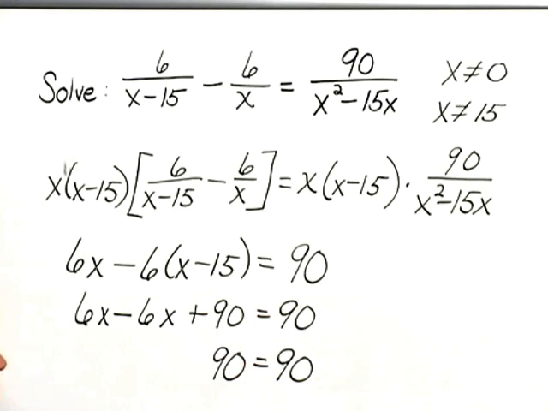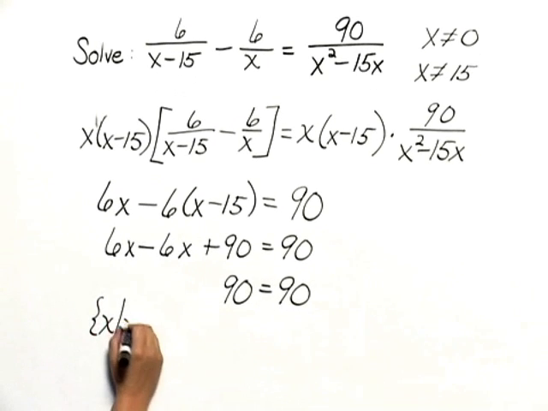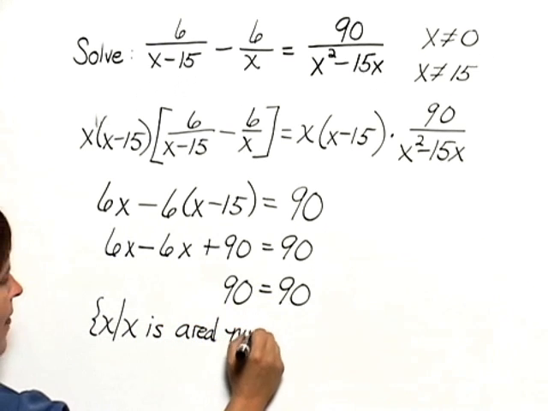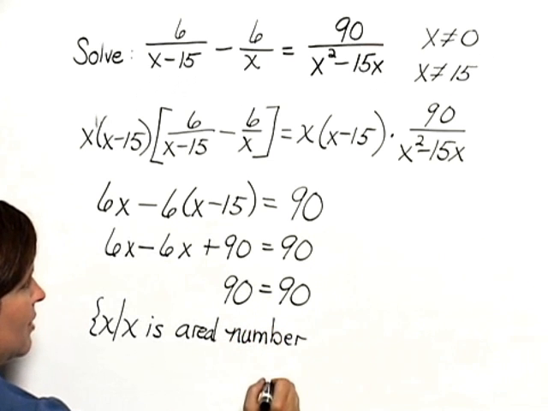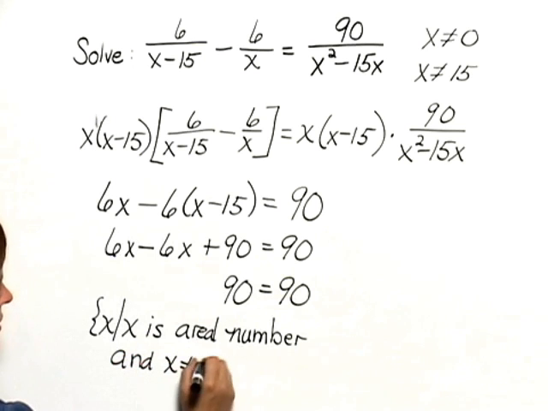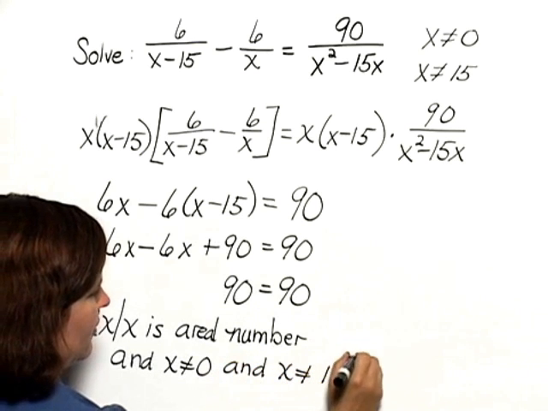Well, that's an obviously true statement. And normally our solution would be all real numbers when we come up with something like this. But because we had a rational equation and 0 and 15 are not possible answers, we have to exclude them from the answer set. So we can say that our answer set is the set of all numbers x. In other words, the set of all numbers x such that x is a real number. That would be saying x can be any real number, but we have to add the restrictions, and x does not equal 0, and x does not equal 15.